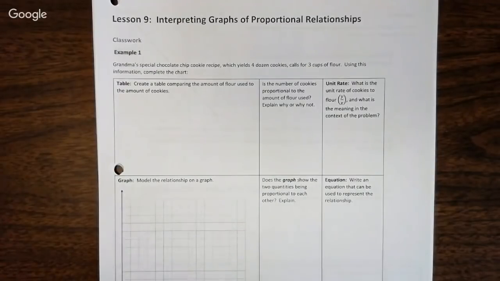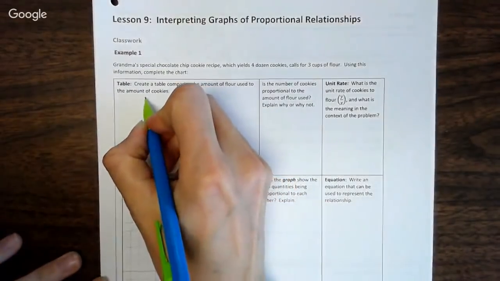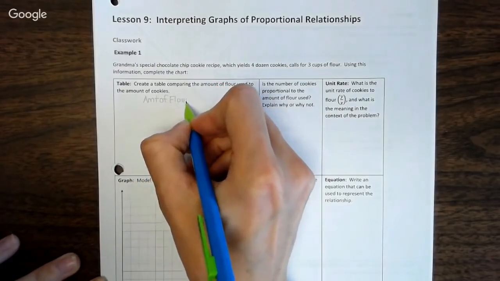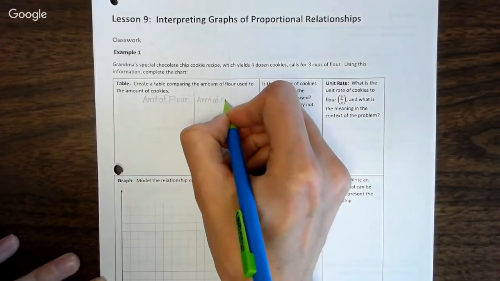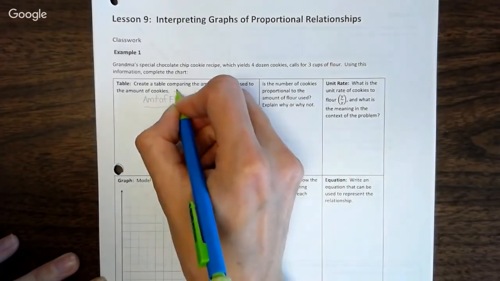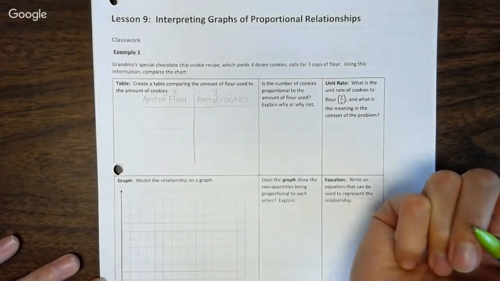Example 1, Grandma's special chocolate chip cookie recipe, which yields 4 dozen cookies, calls for 3 cups of flour. Using this information, let's complete the chart. First thing we have to do is create a table. We're going to compare the amount of flour to the amount of cookies. So on your chart, we're going to write amount of flour first and amount of cookies second. That means your flour will be your X values, your cookies will be your Y values.